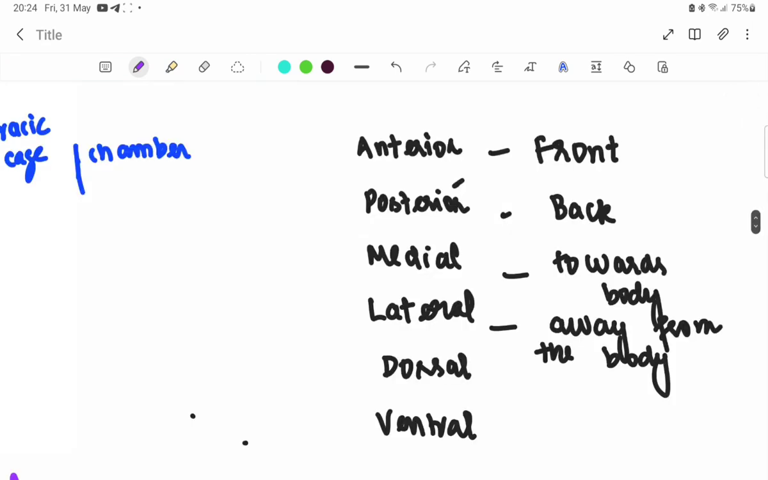So these are the relations now. Anterior means front, posterior means back side, medial means towards our body, lateral means away from the body, and dorsal and ventral we just saw. In human, in front it is ventral and back it is dorsal.